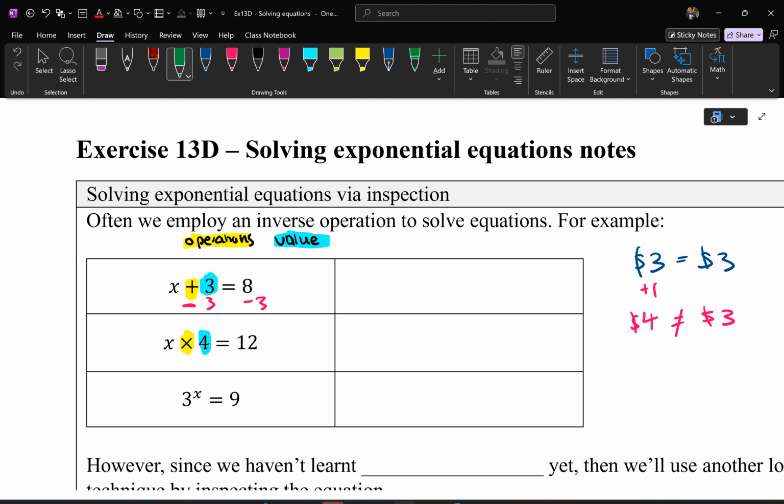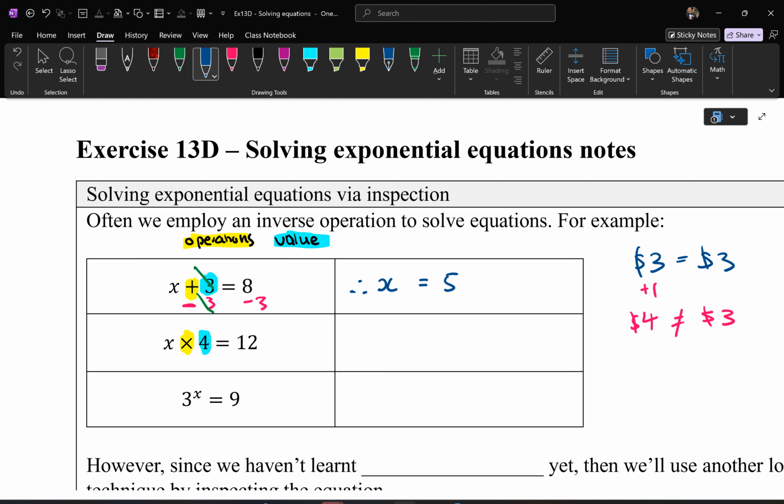So, same thing here, minus 3, we can then say minus 3 and plus 3 cancels out to be 0, and then you work out what 8 take away 3 is, and so then you say, therefore x must equal 5.